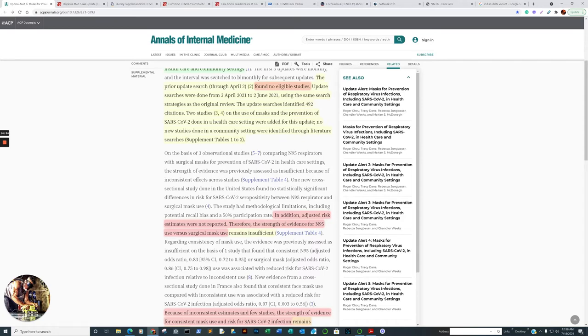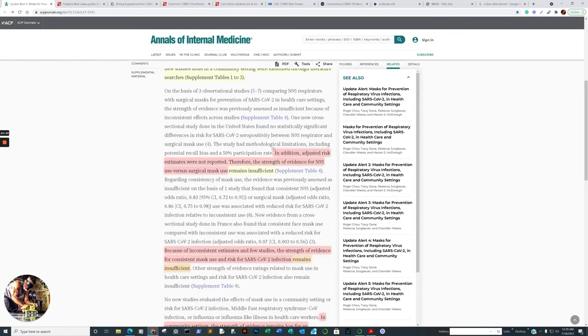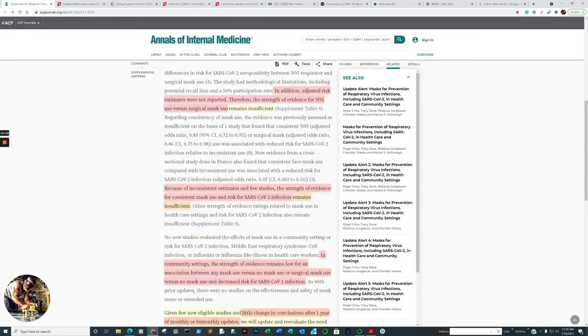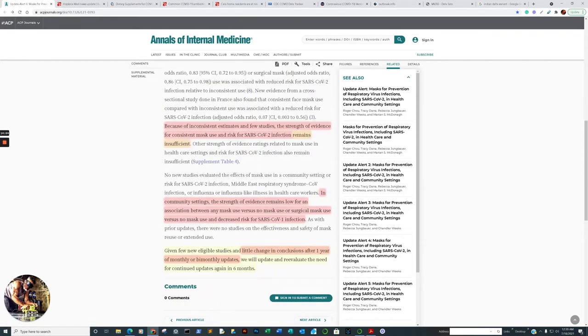One new cross-sectional study in the United States found no statistically significant differences in risk for SARS-CoV-2 seropositivity between N95 respirators and surgical mask use. The study had methodological limitations, including potential recall bias and a 50% participation rate. So they said the data remains insufficient, but we go further. Because of inconsistent estimates and few studies, the strength of evidence for consistent mask use and the risk of SARS-CoV-2 infection remains insufficient. How long has this thing been going on?